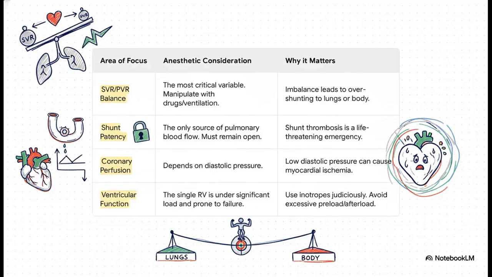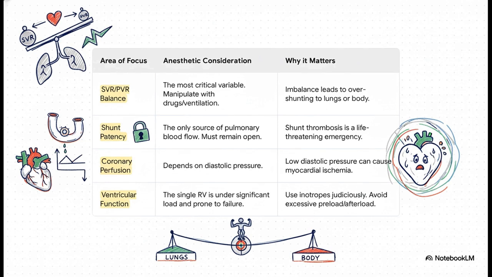Okay, so managing a post-Norwood patient is like walking a tightrope over a canyon. That one single right ventricle is pumping blood to both the body through the new aorta and to the lungs through that tiny fixed shunt. The way that blood flow gets distributed is completely dependent on the balance of SVR and PVR. If the PVR drops too much, say you give too much oxygen, blood will flood the lungs, stealing flow from the body and causing devastating hypotension and coronary ischemia.